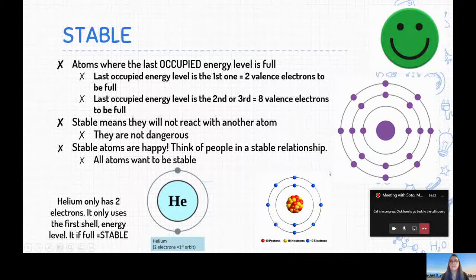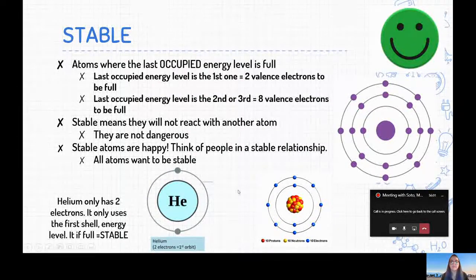Then we have the one with the second shell full. In the second shell, we can fit 8. So if we have something with 10 electrons, then the first 2 go in the first shell, and the other 8 to make 10. 2 and 8 makes 10. So the second shell is also full. It has all 8 that can fit there. And so this atom would also be very happy. It would be very stable. And then the last one that we have here also has 8 on the third shell. That is going to be a full shell.